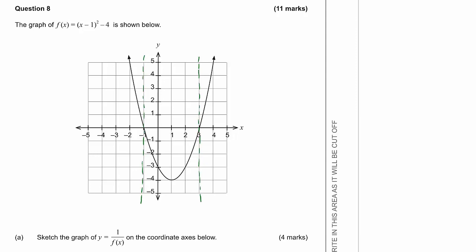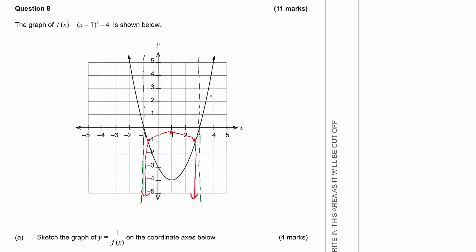Now, it's 1 over f of x, so if this is negative 4, 1 divided by negative 4 is negative a quarter, so that's going to go there. And they'll always meet wherever y is negative 1, because 1 divided by negative 1 is negative 1. So they're going to meet at these 2 points. What's going to happen is it's going to be very flat here, and then it's going to go down the asymptote. So like this.